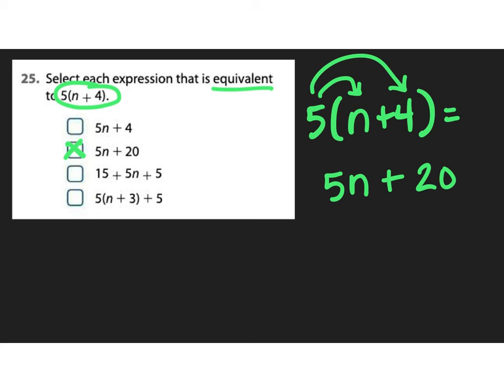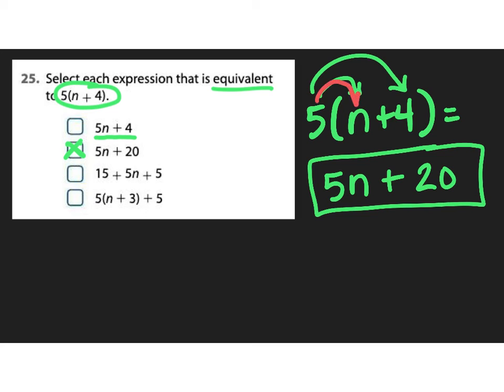Okay, now let's look at this one, 5n plus 4. Do you think 5n plus 4 is the same as 5n plus 20? No, I can see the mistake that they made in that, and that is a mistake lots of kids make. They multiply the first one and then they forget to do the second one. They just left it as a 4. So no, not that one.